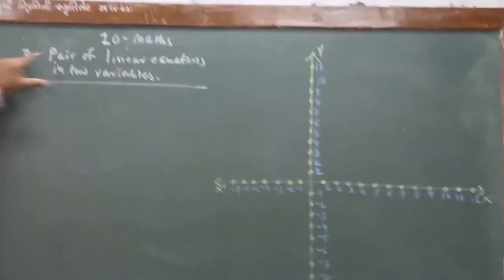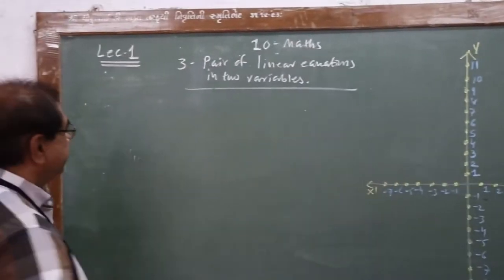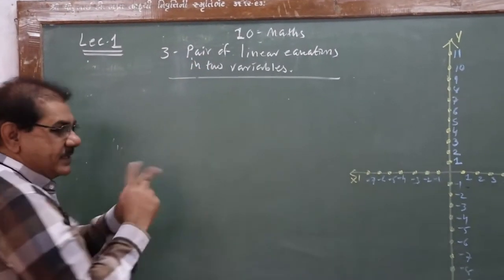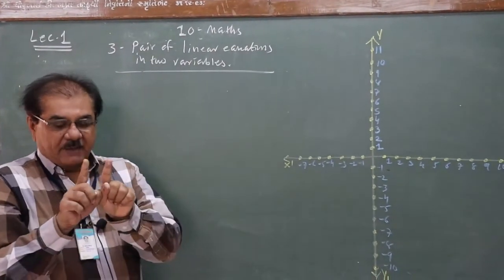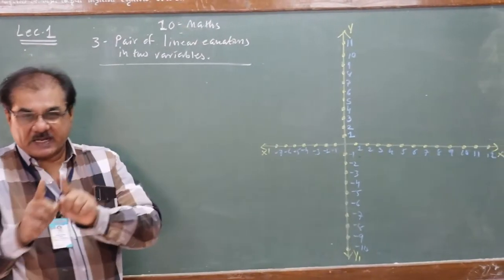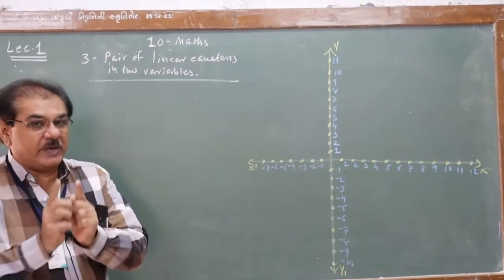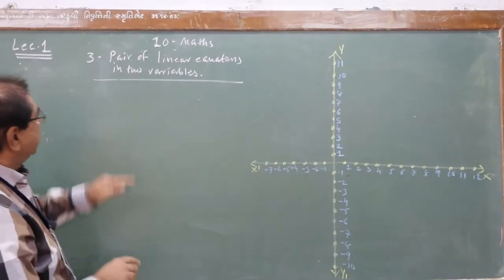First of all, we clear the title of the chapter. Pair. Pair means two things. A pair of chappals, a pair of spectacles. That way a pair means jodi. In Gujarati we say jodi.